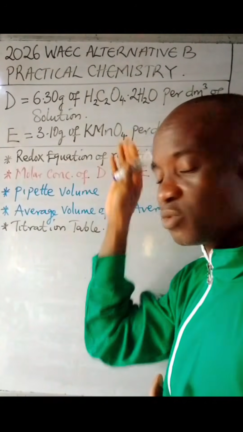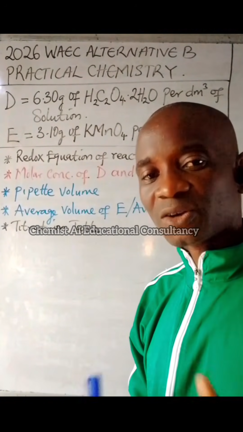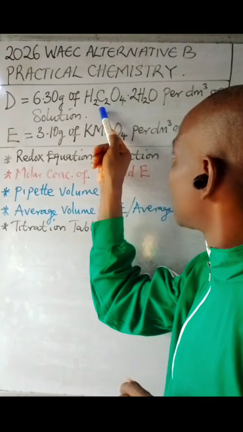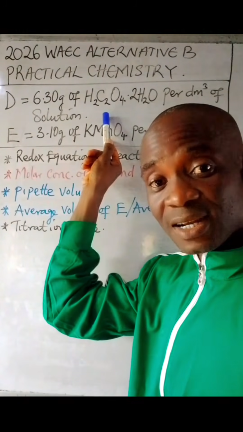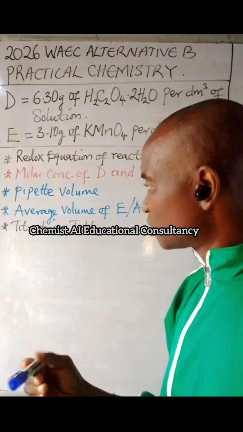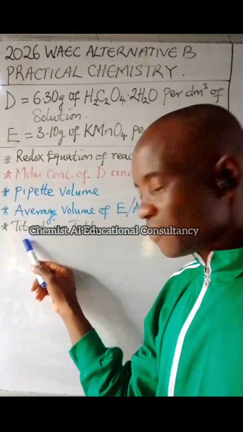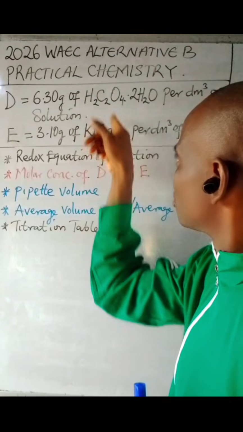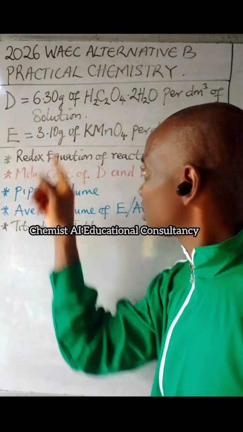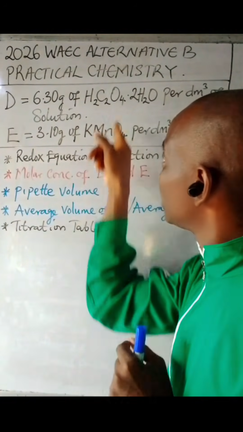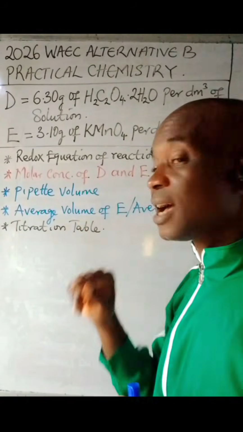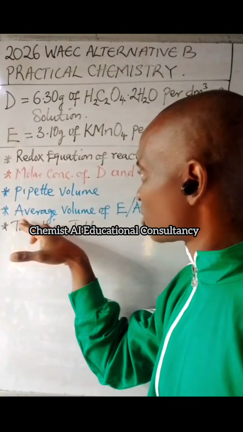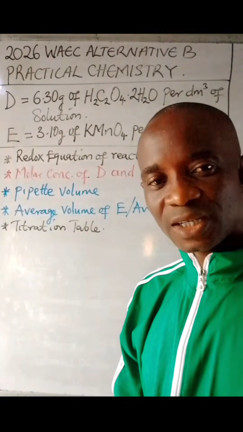And the reaction of these two is not an acid-base reaction, it is a redox reaction because potassium permanganate is the oxidizing agent, while ethane dioic acid dihydrate is the reducing agent. This is a redox reaction. So for you to get your average titer and the befitting titration table, you must write the balanced redox equation of these two reagents. And from these masses given, you must calculate the molar concentration of the two reagents, that is D and E. And then the pipette volume you are using in your school is also instrumental to the calculation of your average titer and your tabulation. So let's get into it.